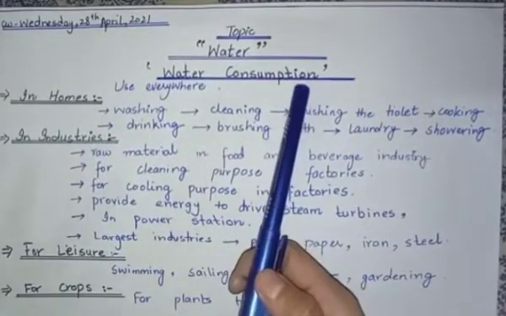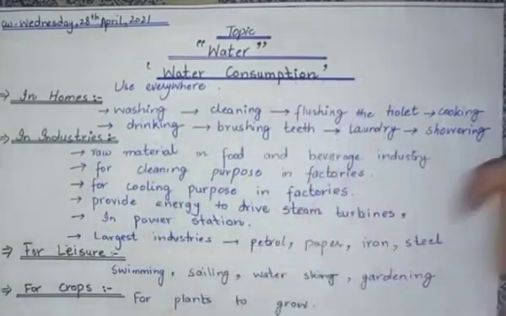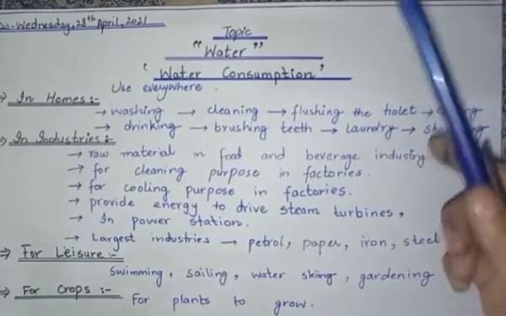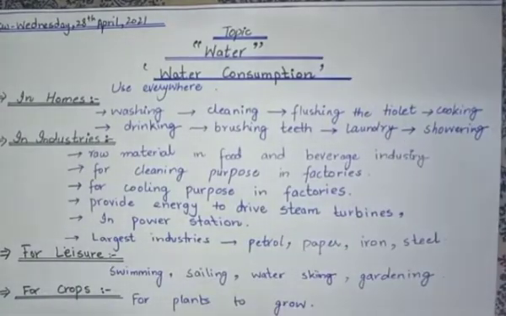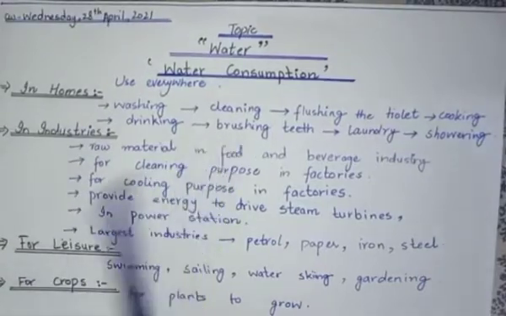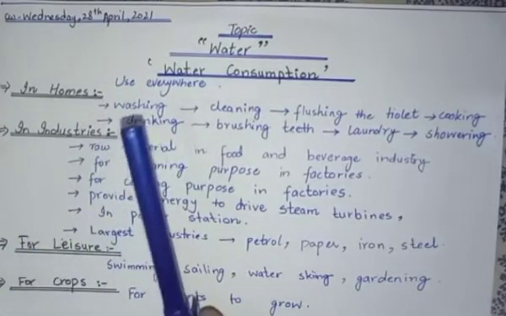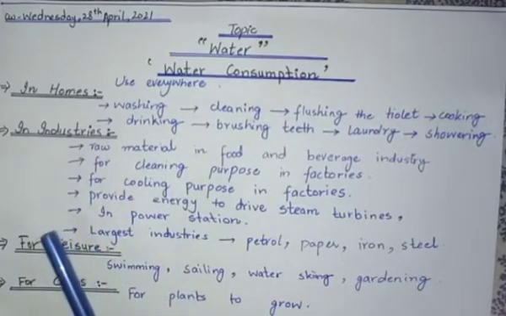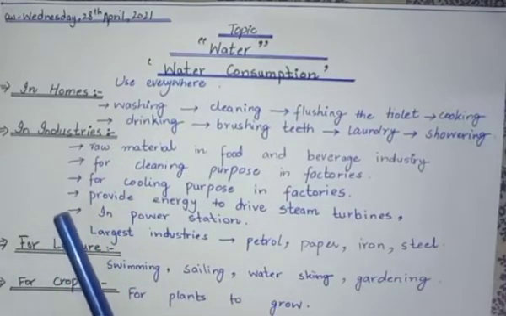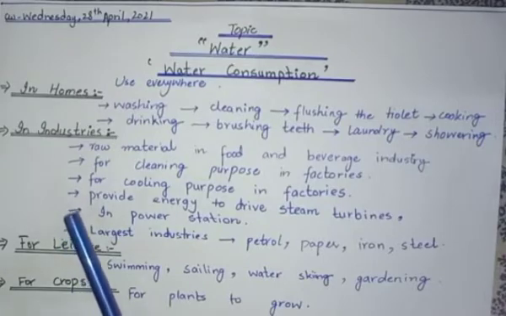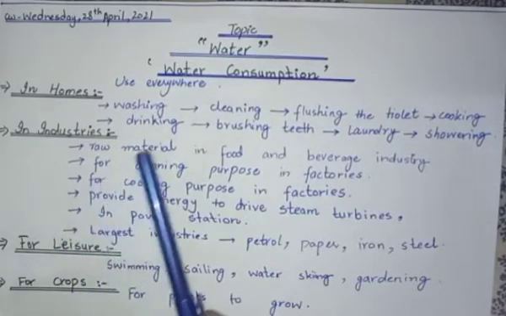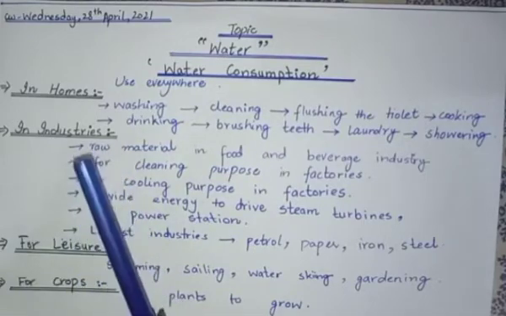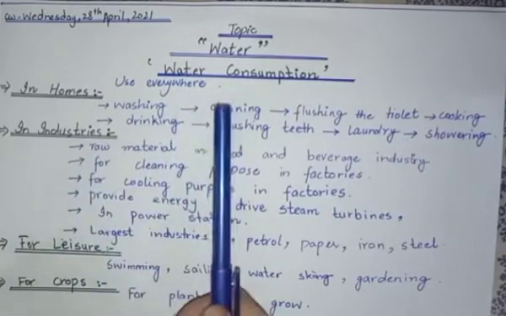Consumption means consuming. So water consumption means where water is consumed, where water is being used. So students, we use water everywhere. As I have explained to you, water is a universal solvent. We use water for various purposes, for everything, in our daily life, in daily routine. Without the existence of water, life could not be possible. So water is very important for life.